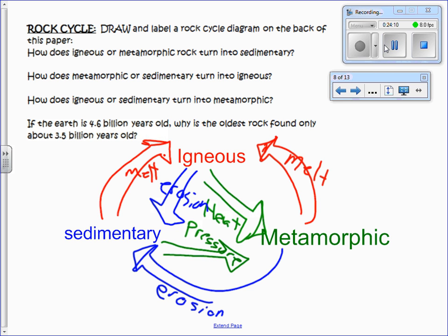So in the Earth's crust, these things are constantly happening. Rocks are constantly breaking down and then reforming. Like I said, the picture in the textbook's better, but that's the basic concept. Rocks are constantly changing from one form to another. Questions about any of this?